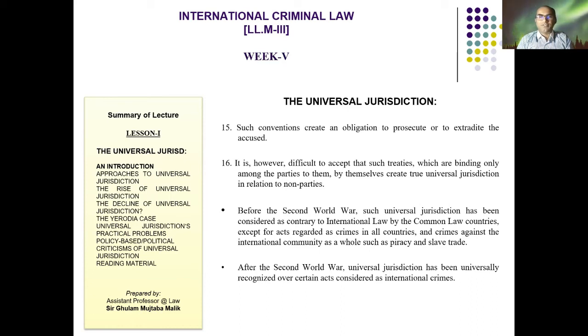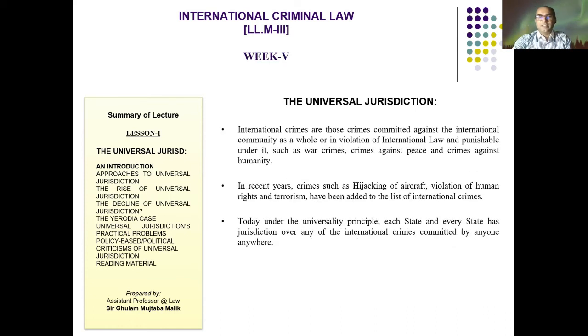Before the Second World War, such universal jurisdiction was considered contrary to international law by common law countries, except for acts regarded as crimes in all countries and crimes against the international community as a whole, such as piracy and slave trade. After the Second World War, universal jurisdiction has been universally recognized over certain acts considered as international crimes. Furthermore, international crimes are those crimes which are committed against the international community as a whole, or violations of international law punishable under it, such as war crimes, crimes against peace, and crimes against humanity. And in recent years, crimes such as hijacking of aircraft, violation of human rights, and terrorism have been added to the list of international crimes.